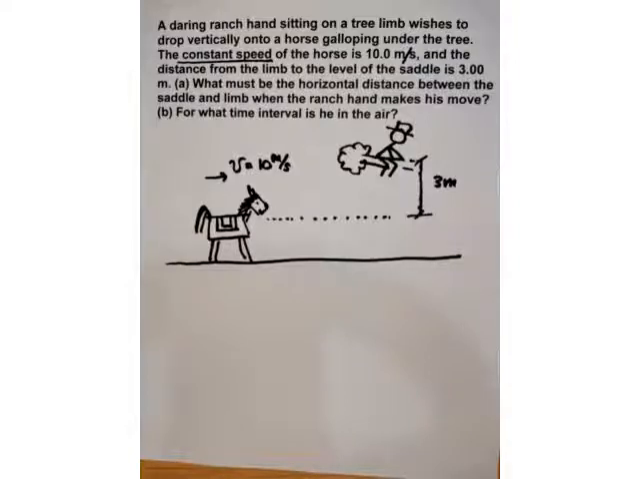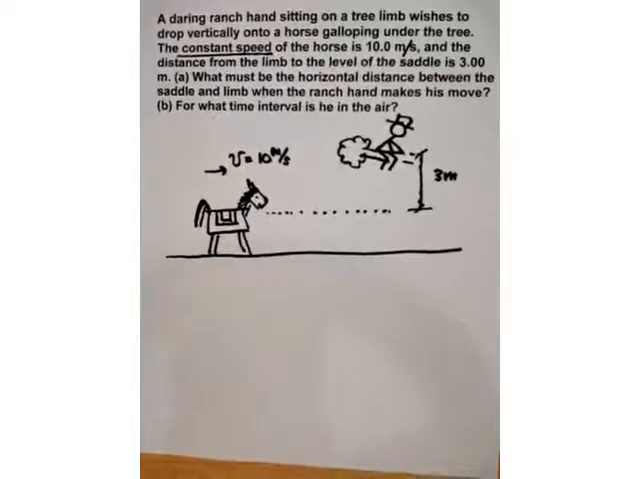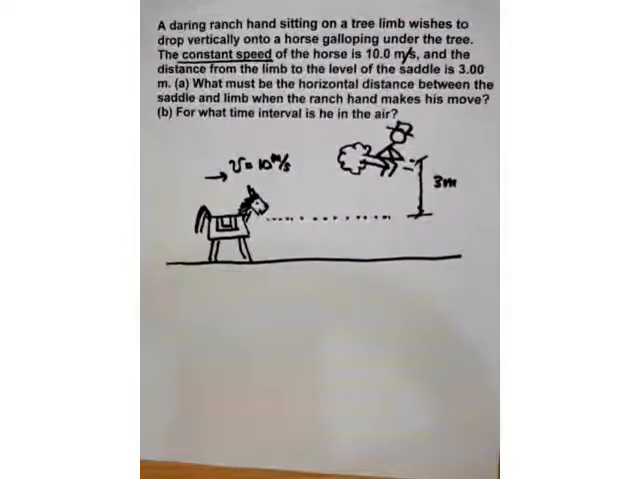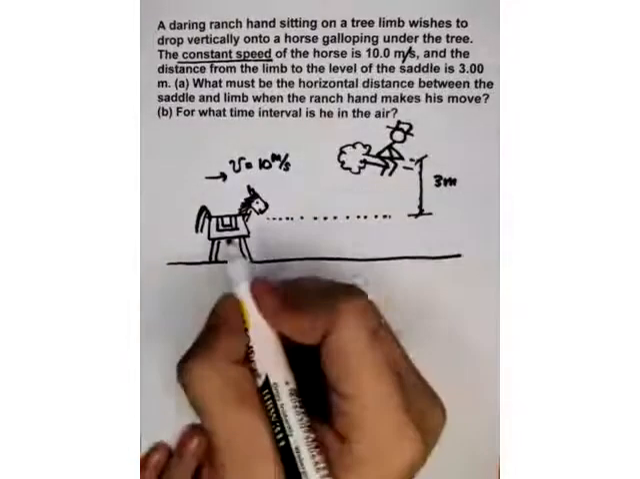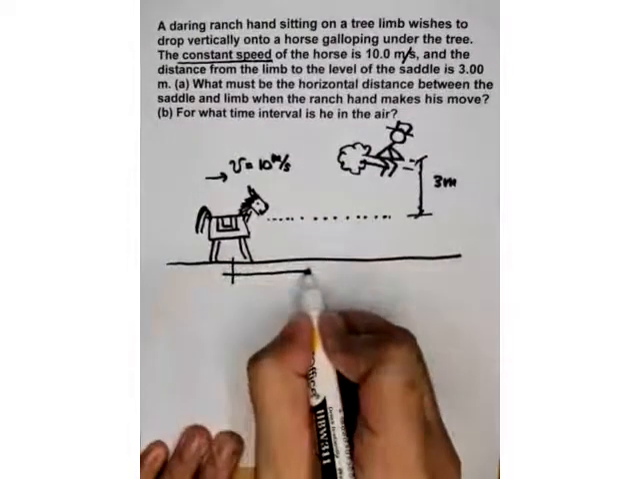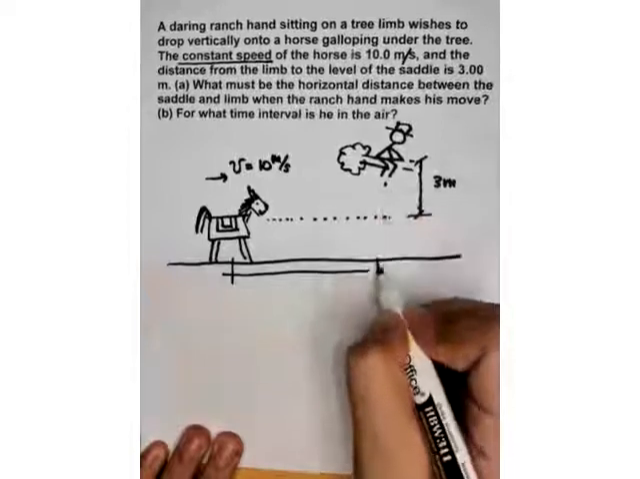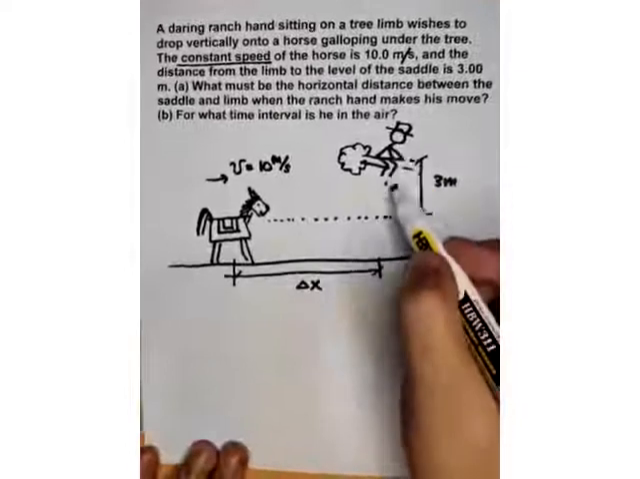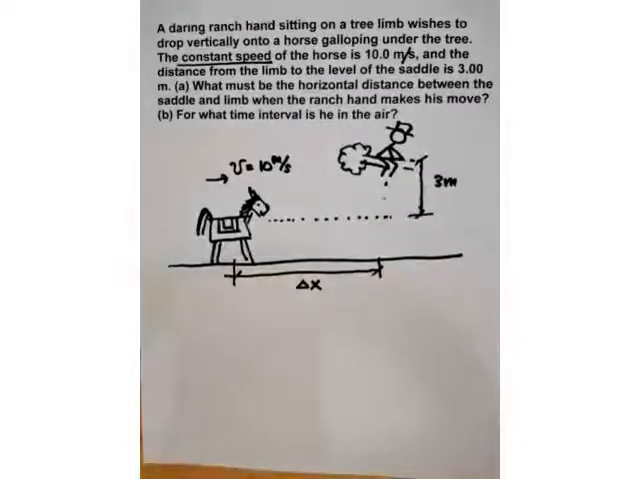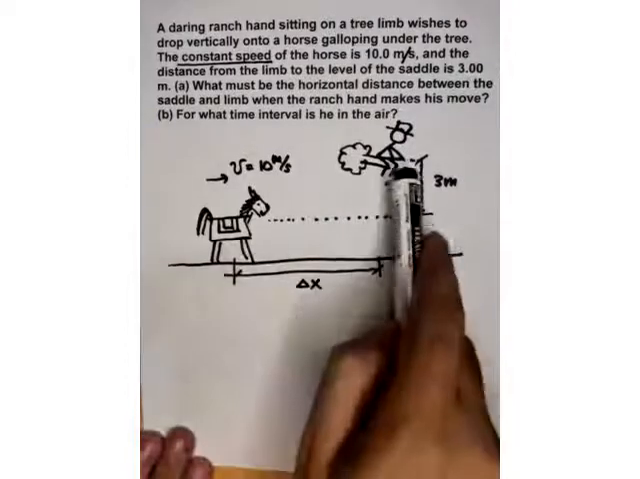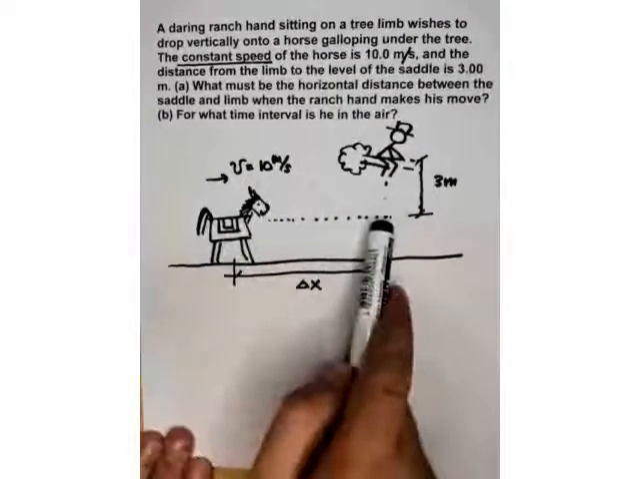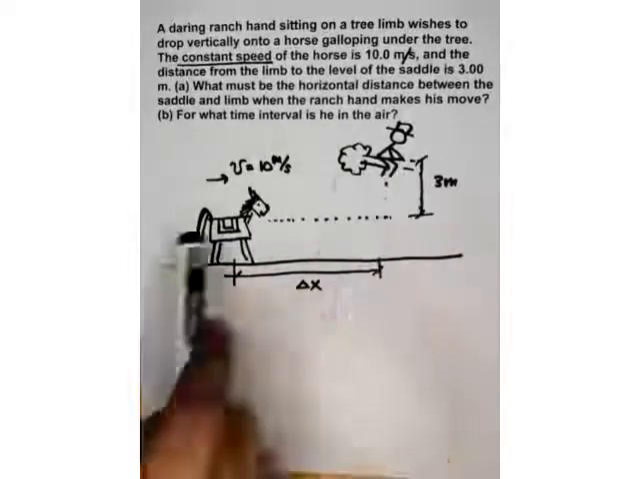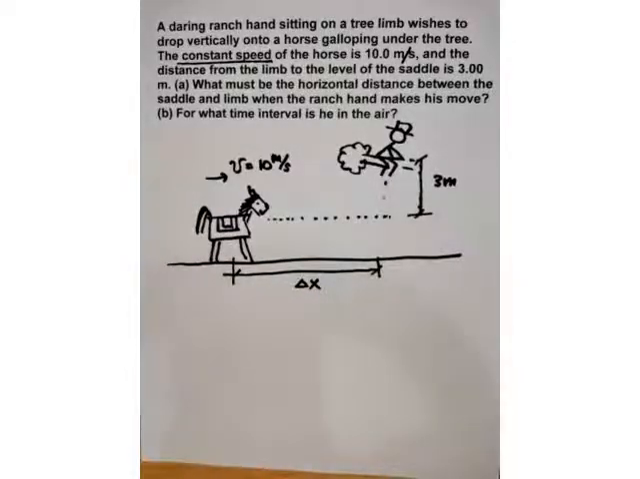Okay. So, ang tanong ay, what must be the horizontal distance between the saddle and the limb when the ranch hand makes his move? So, ano daw yung distance nito at saka nung limb, delta x kasi horizontal, para pag nagpatihulog ito, saktong-sakto siya doon sa saddle. Gaano kalayo muna yung kabayo doon sa limb para pag nahulog siya, diretso siya doon sa saddle. Okay. So, yun yung letter A.